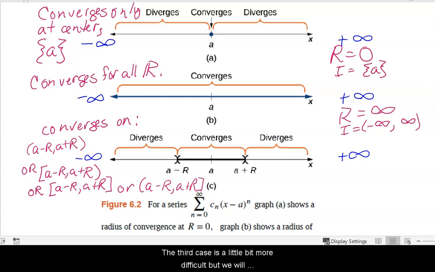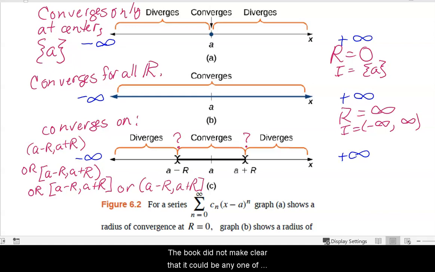The third case is a little bit more difficult, but what we will typically see in the homework. In this case, it converges for some values of x, but not all. There will be some real number r greater than 0, and if you're between a plus r and a minus r, it will definitely converge. The problem is we don't know what happens right at a plus r and a minus r.